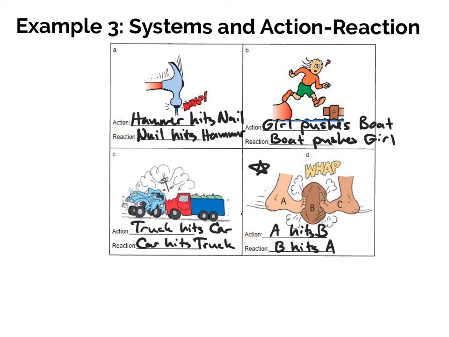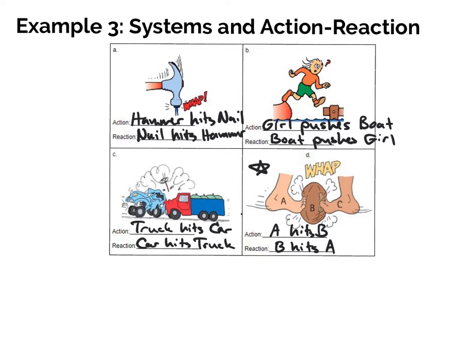Okay, take a look. So the first one, I have a hammer and a nail. I said hammer hits nail, nail hits hammer. A lot of people get confused with B, but that's a boat and a dock, and there's some water. So I said girl pushes boat, jumps off boat, boat pushes girl. That's why the boat would move backwards and she would move forward. She looks perplexed because is she actually going to make the dock? Who knows? Then we have truck hits car. Reaction would be car hits truck. And if you said that backwards, doesn't matter.